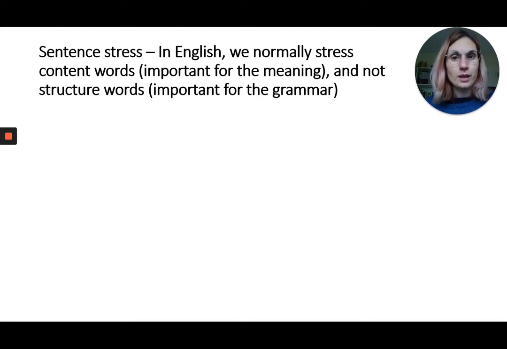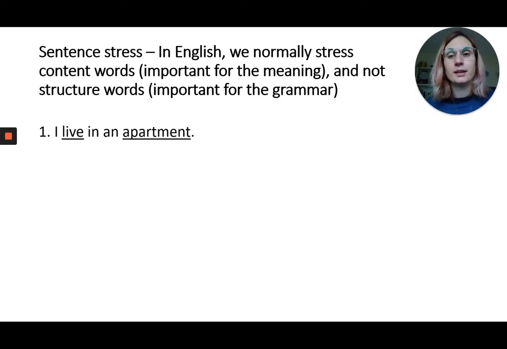So in English, we normally stress content words, so words that are important for the meaning, and not structure words, so words that are important for the grammar. So for example, when I say "I live in an apartment," "live" is clear, "apartment" is clear, but "I," "in," and "an," not so clear. So I live in an apartment, I live in an apartment.